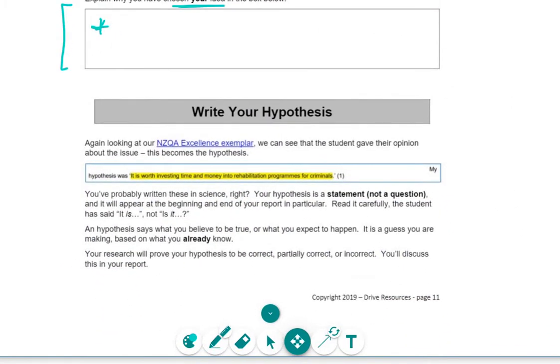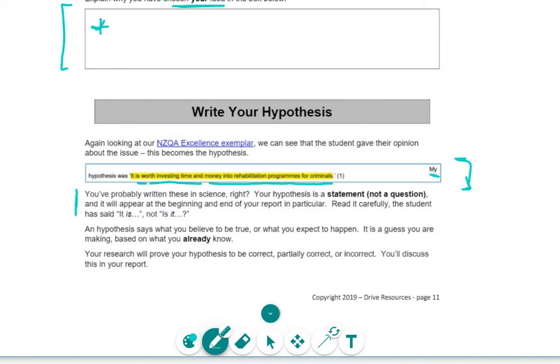Next we're going to move on to the hypothesis. Again, you would have come up against this in, say, science, for example. And we're looking at that excellence exemplar again for that as well, and for an example. Okay, so she or he has said, my hypothesis was, is it worth investing time and money into rehabilitation programs for criminals?